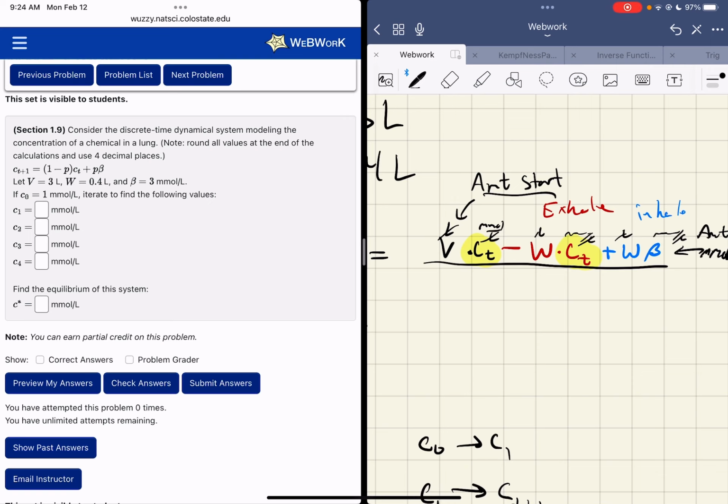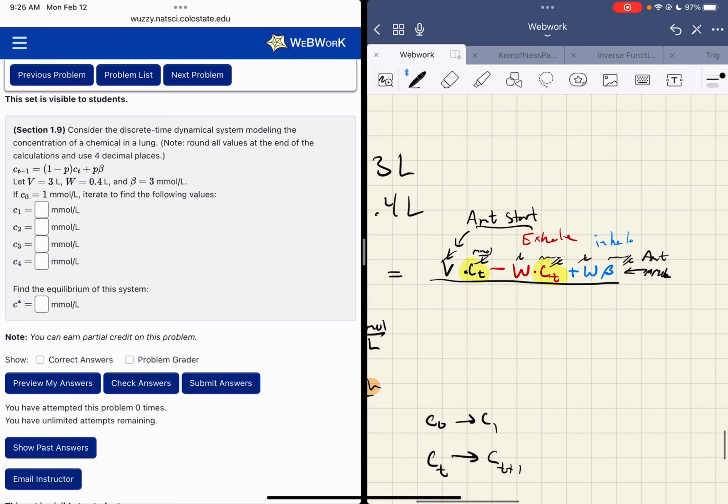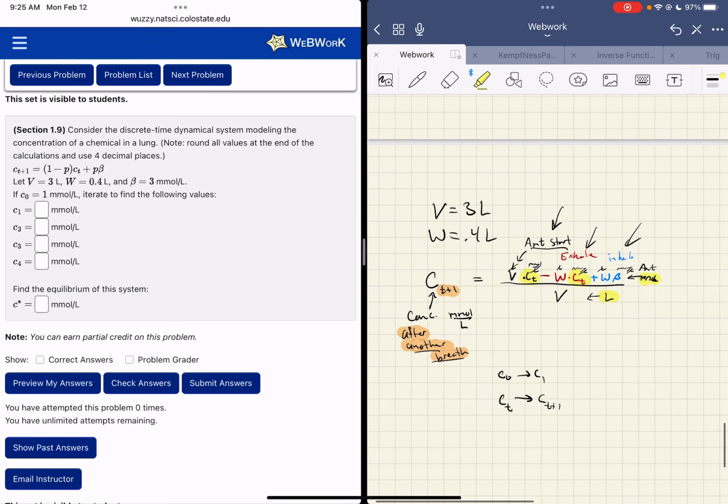The denominator, so now we've taken a breath. There was the air in my lungs between breaths, okay? Then I exhale, then I inhale. That is me taking one breath. So now my lungs are back to being full, and the full volume of my lungs is V. And this has units of liters. And now if you look at what just occurred, I have millimoles on top, liters on bottom. I have just computed C sub t plus 1.